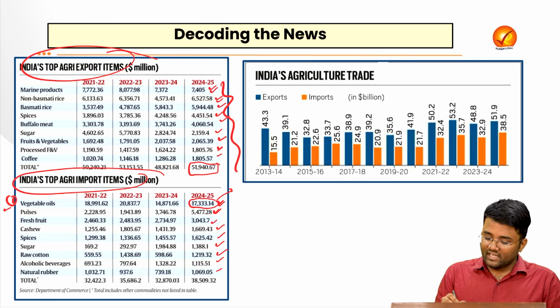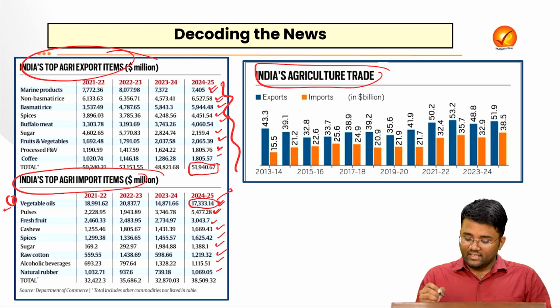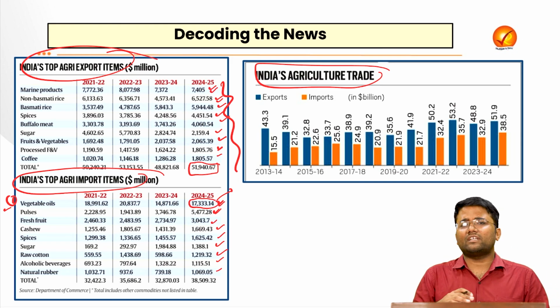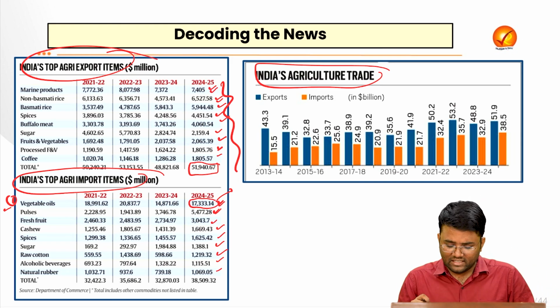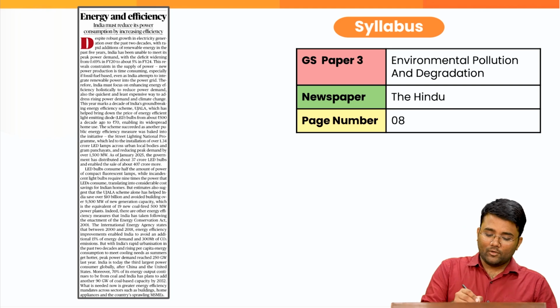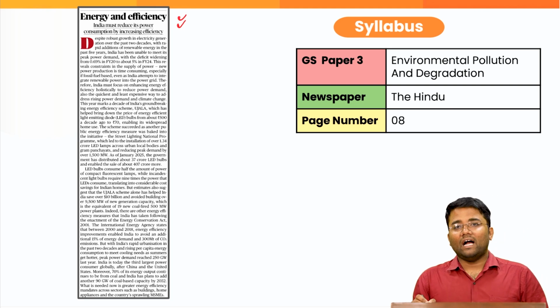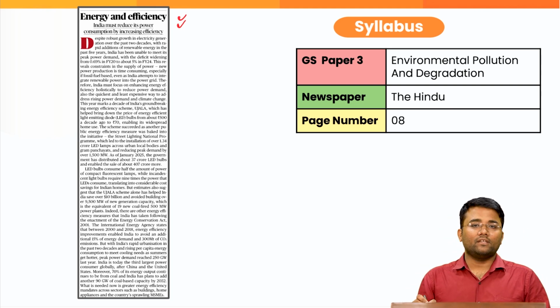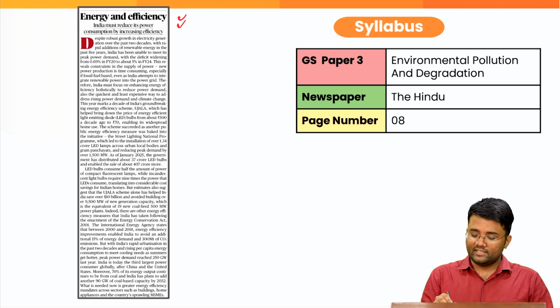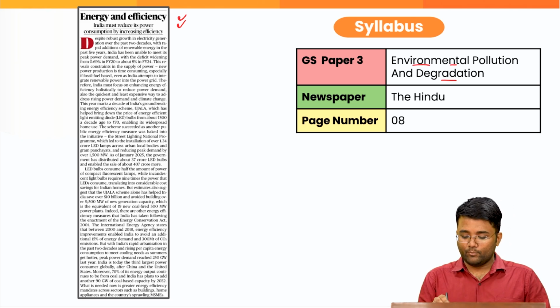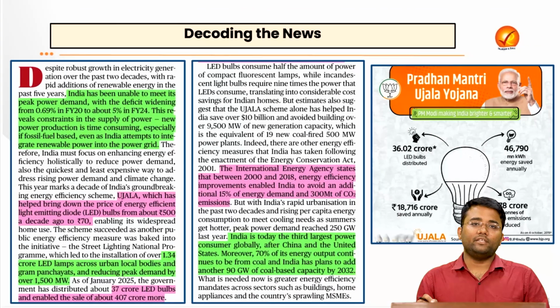Also, this is the graph of India's agriculture trade, showing how haphazard it is, not consistently increasing or consistently decreasing. Moving towards our next topic, energy and efficiency. Again, this is an editorial in today's The Hindu. It is related to your GS paper 3, environmental pollution and degradation, and it appeared on page number 8.